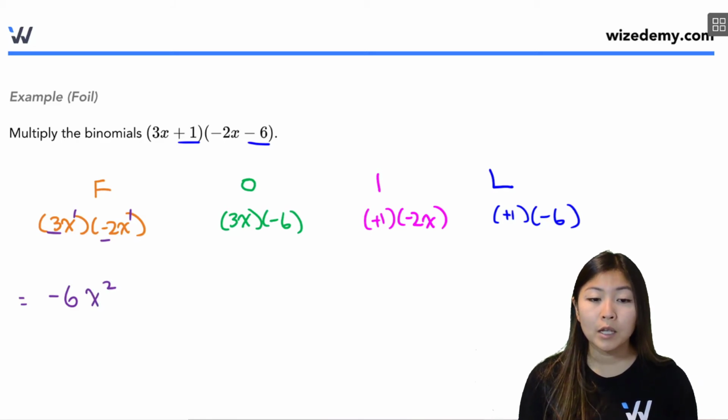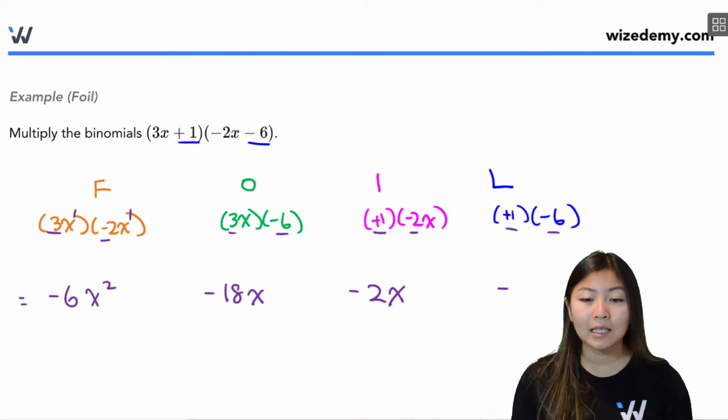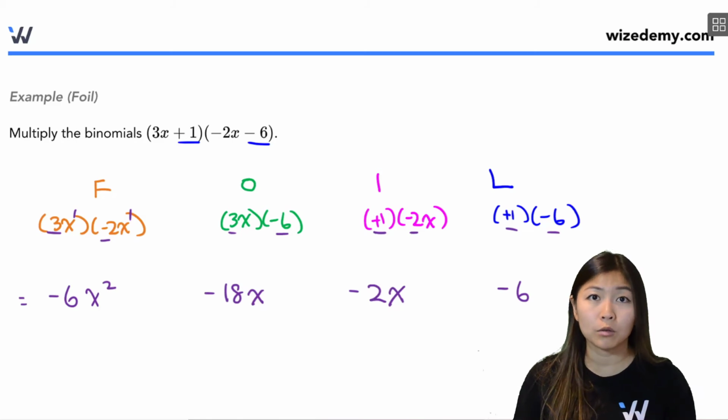All right, from the O, I get 3 times negative 6, which is negative 18. x is by itself, so it's just going to be an x. Then from the I, I get a plus 1 times a negative 2, that's a negative 2. x stays as itself. Then we have a positive 1 and a negative 6, that's negative 6. All right, so I finished multiplying all of them. Notice that I no longer have brackets. I just have 4 individual terms.